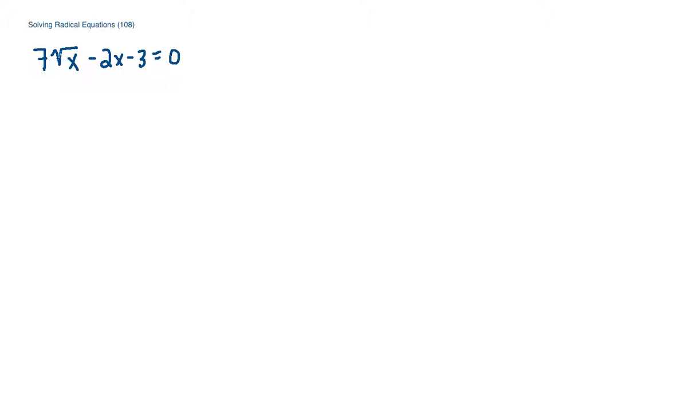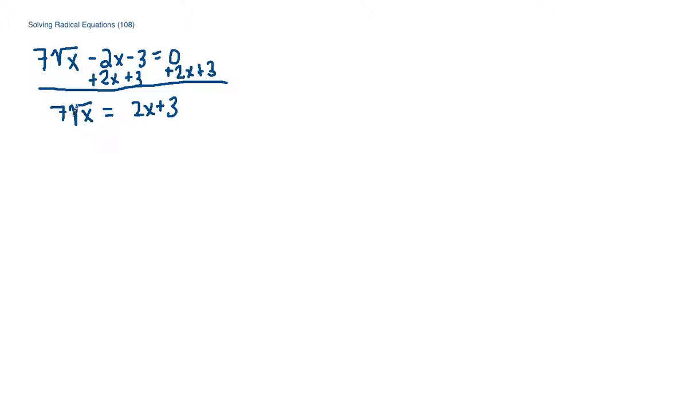But the problem is we have one x under the radical and one x that's not. So the first step in this type of problem is to isolate the radical. These two terms, negative 2x and negative 3, I want to get rid of them. So I'm going to add them to both sides, plus 2x plus 3. And so I have 7 times the square root of x equals 2x plus 3.